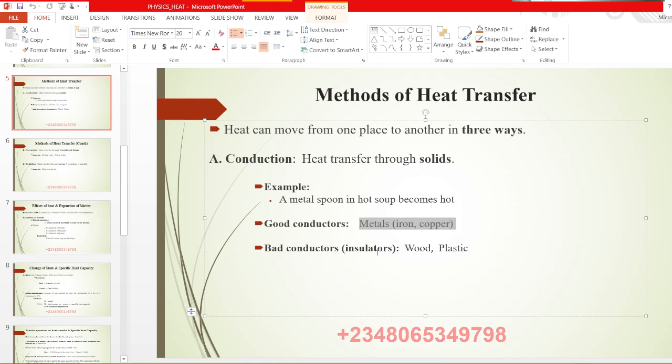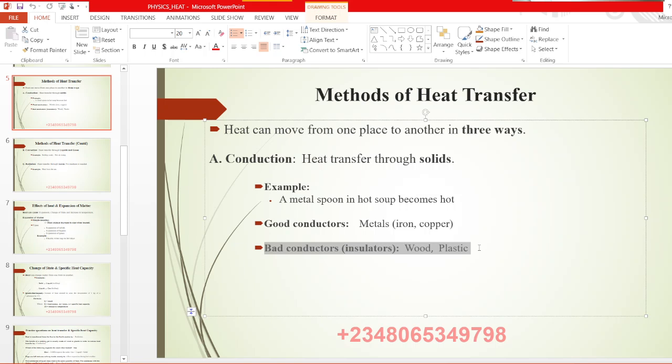What are bad conductors? Bad conductors are insulators. Bad conductors do not allow heat transfer through conduction. You know that conduction basically happens on a solid, but we have bad conductors that cannot have the same value that a good conductor like metal has, and one of them is wood. You can't transfer heat through wood. It's going to get burned.